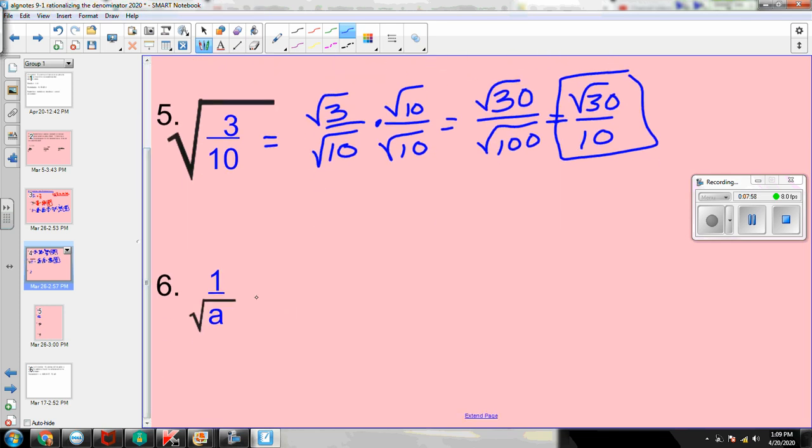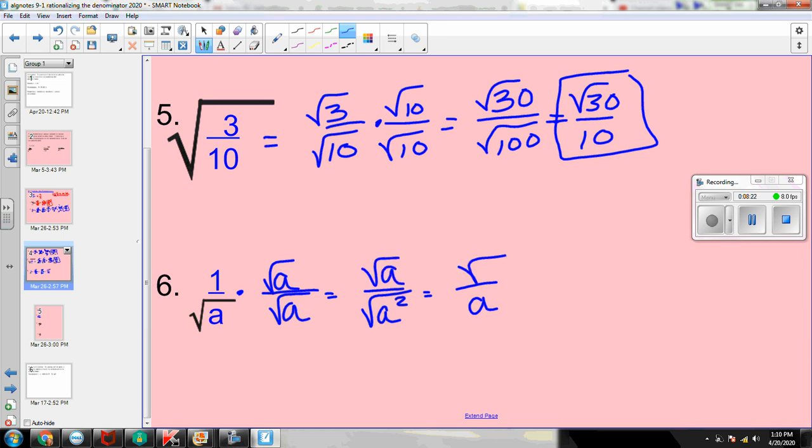Okay, number 6 has 1 over square root of a. Well, I cannot leave the radical sign in the denominator. So what I could do is multiply by the square root of a over the square root of a. Because then I'll get the square root of a squared, and the square root of a squared is just a. Then I could take 1 times the square root of a, which would just be a square root of a. I would end up with square root of a over a. Could I simplify it?